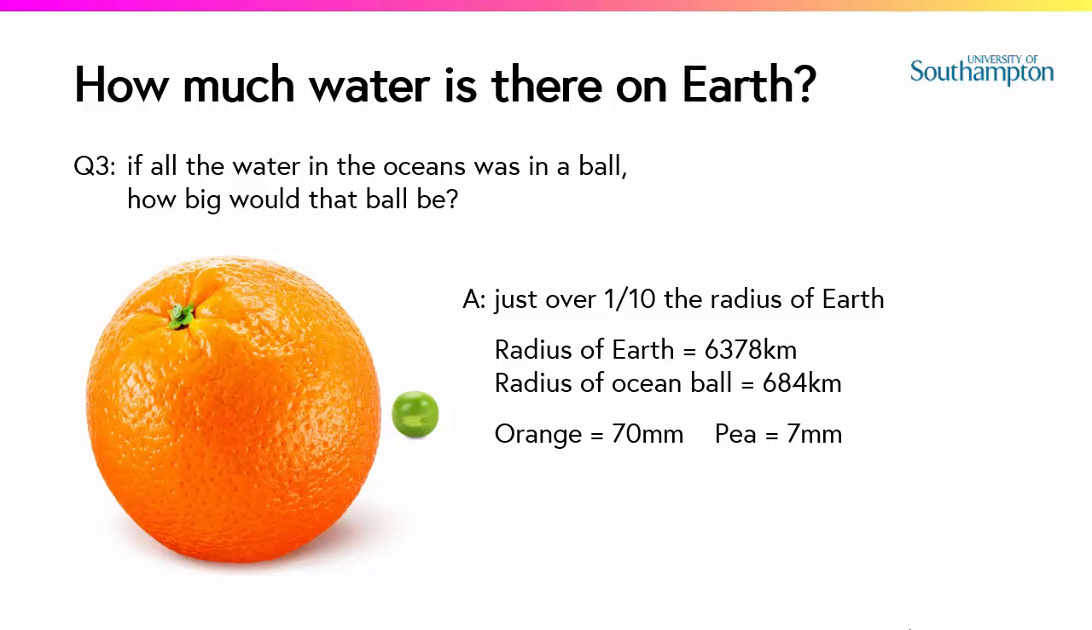The radius of the ball of water would be just over 1/10 of the radius of Earth, so about the same size as a pea compared to an orange. Again, both of these are familiar objects, so the analogy is strong. Note that the orange has exactly the same size and position on the slide as the football, to emphasise that it stands for the same thing, the Earth.